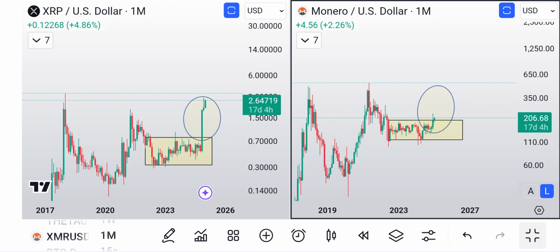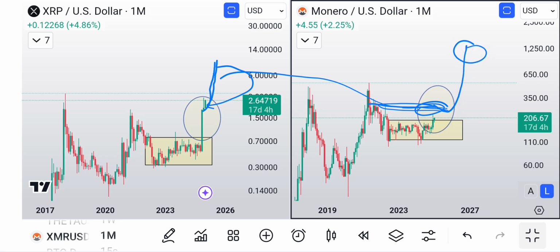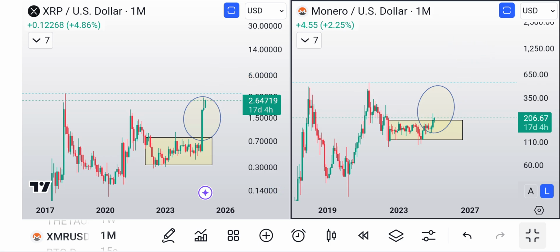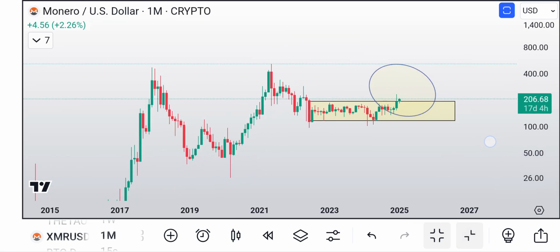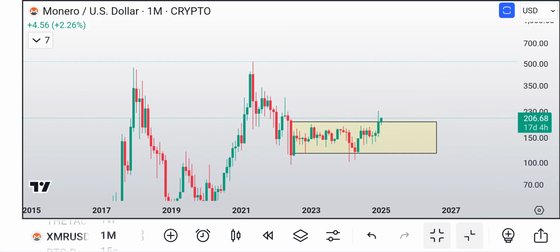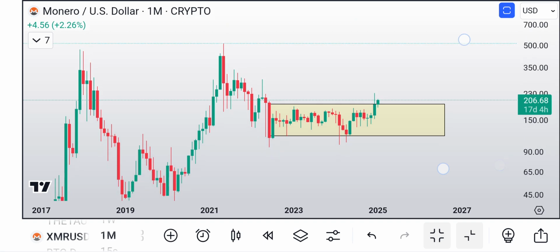So, if XRP can have a full-fledged breakout and get up to like 6, 7, 8, 9, 10 bucks, and Monero is still kind of trapped in here, I would then rotate some into Monero with the potential possibility of it doing something similar, right? So we'll see how that plays out. But anyways, that's pretty much it on these two charts here.